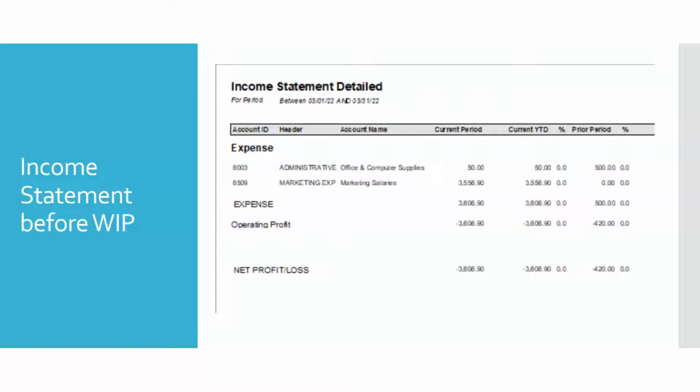The income statement for March 2022 does not show any revenue or cost of goods sold yet. This is before WIP Calculator is processed. The revenue and cost of goods sold accounts only appear after we run WIP. However, indirect expenses are visible on the income statement before we run WIP, as these are not job costed.